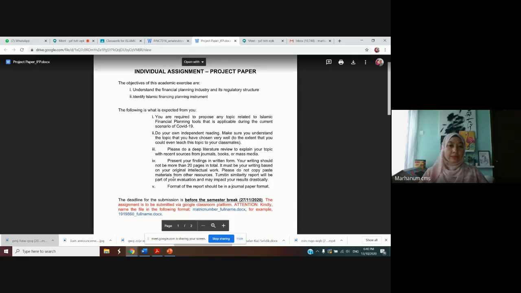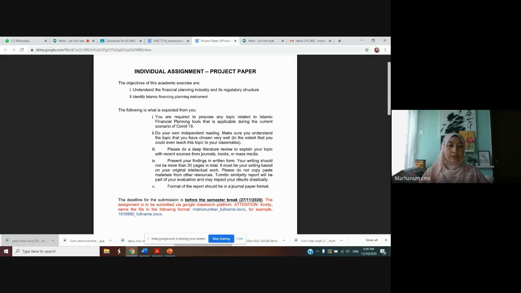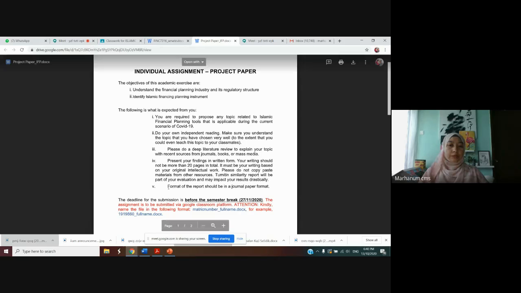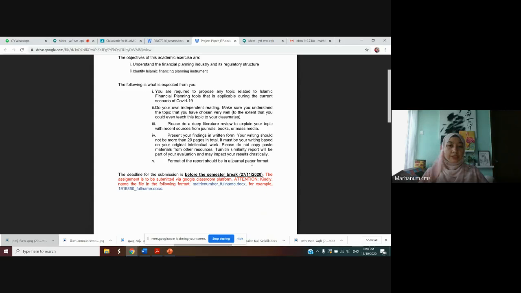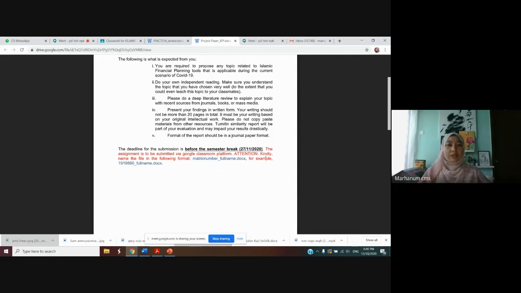Just do not copy paste materials from other resources. And turning in a similarity report will be part of your evaluations. The format of the report should be in a journal paper format. You follow, because there are papers outside there that have a different format, but generally it is about the same. It must have a literature review part, background of study, methodology, analysis, findings, conclusion. Walaupun the structure is quite different.